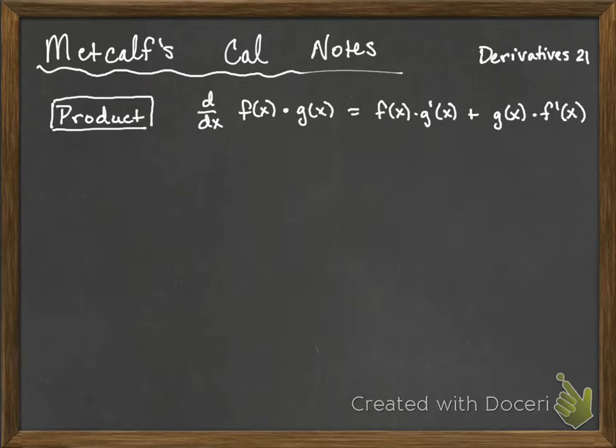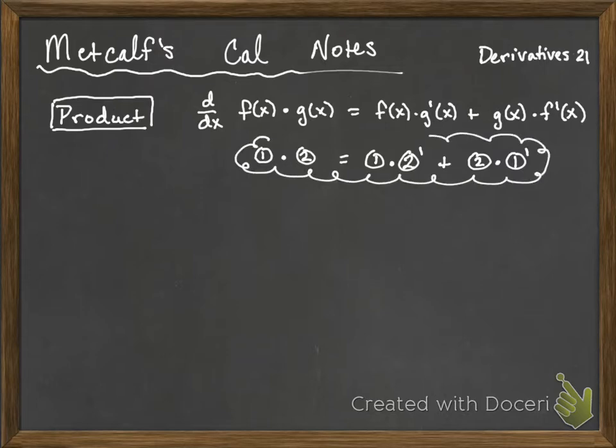Okay, so an easier way, because that kind of looks a little crazy, a lot of stuff going on there. If I have something 1 times a whole other something 2, what I can do is just take 1 times 2 prime, plus whatever 2 was originally times 1 prime. So that's my setup that I'm thinking of when I'm doing these product rule problems. Here's my little thought bubble.